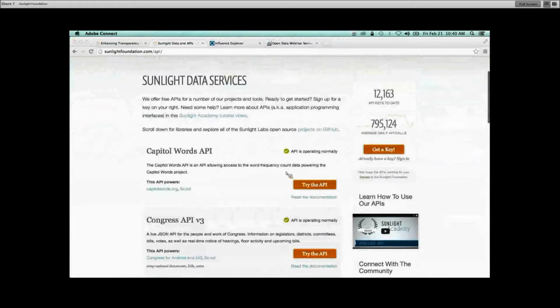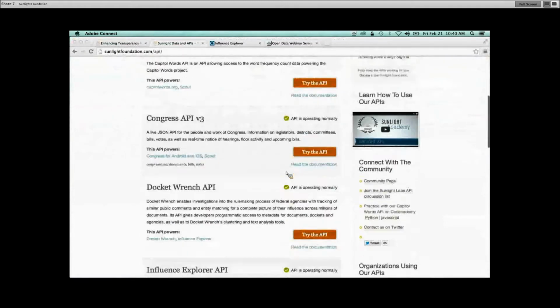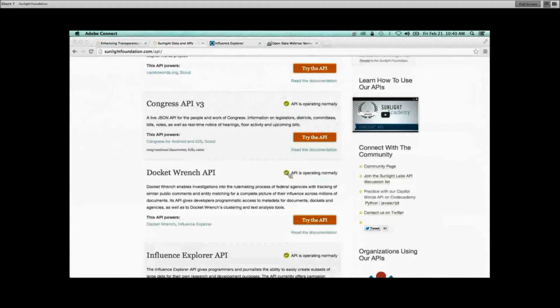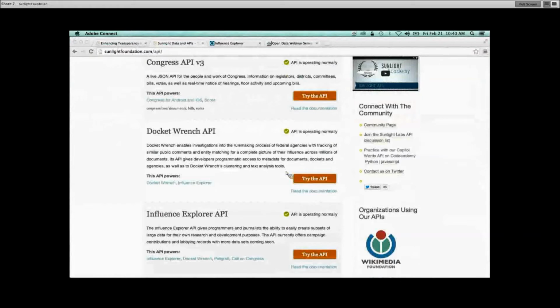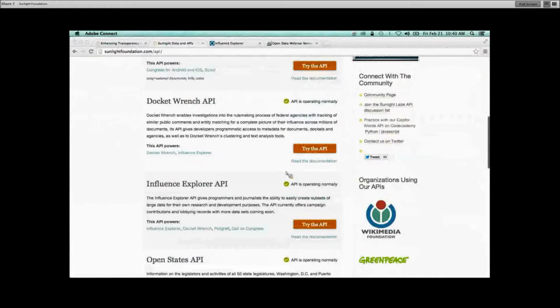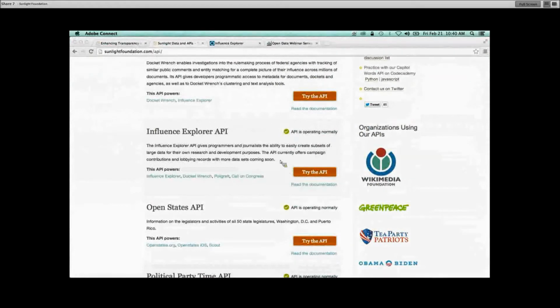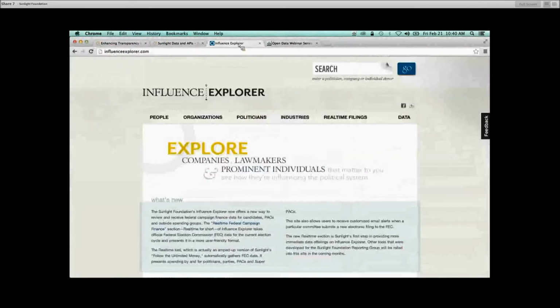We have a variety of different data sets here in the US that we've aggregated and standardized and put in a way that is additionally useful for other developers to take and build upon for their tools. So you see here, one of the APIs that we have is called the Influence Explorer API. And that's the data that powers one of our tools called influenceexplorer.com.